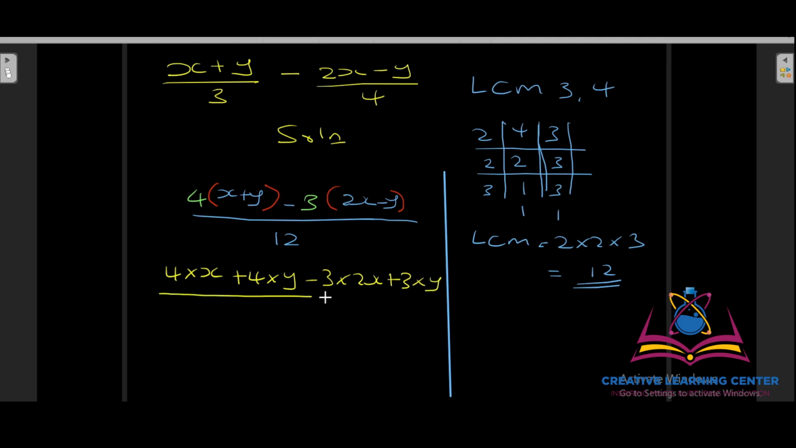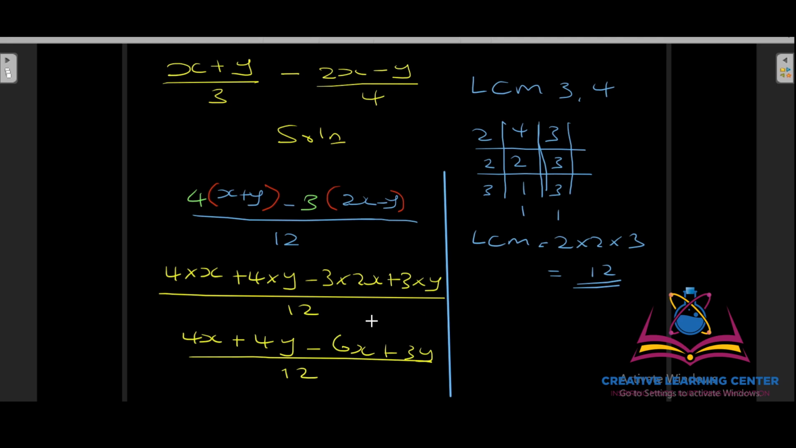This will go over our LCM, which was 12. When I simplify, 4 times x gives us 4x, plus 4 times y gives us 4y, minus 3 times 2x gives us 6x, and then plus 3 times y gives us 3y, over 12.